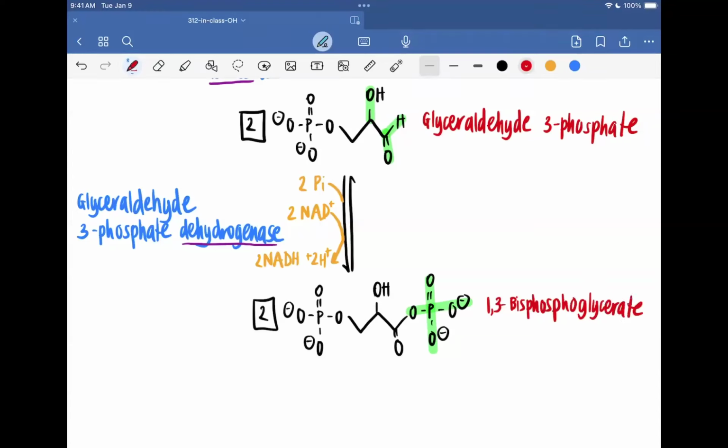And so not only have we created a bisphosphate molecule that's going to be very favorable in downstream steps, but we've also synthesized NADH, which is a wonderful electron carrier that we're going to highlight in detail when we talk about electron transport.